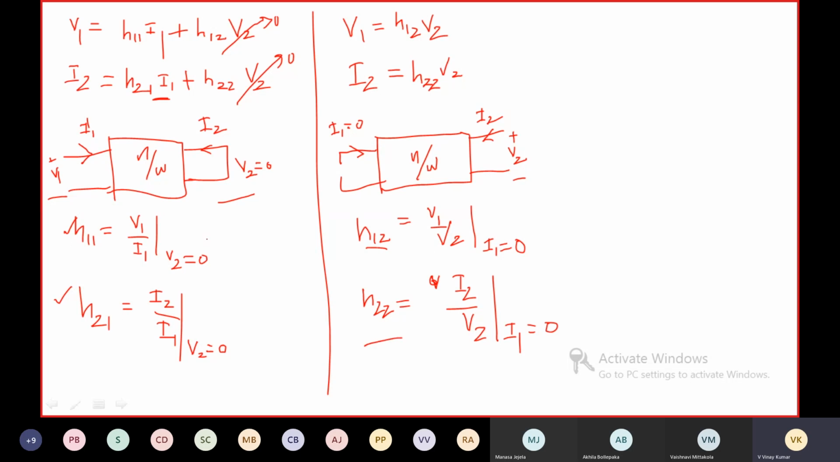By short circuiting port 2, you are going to get H11 and H21. That's why these parameters are called short circuit parameters, and those are called open circuit parameters. Here H11 is found by short circuiting port 2, right? So H11 is called a short circuit parameter.